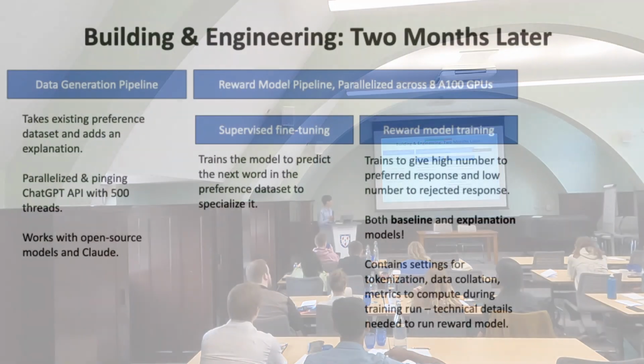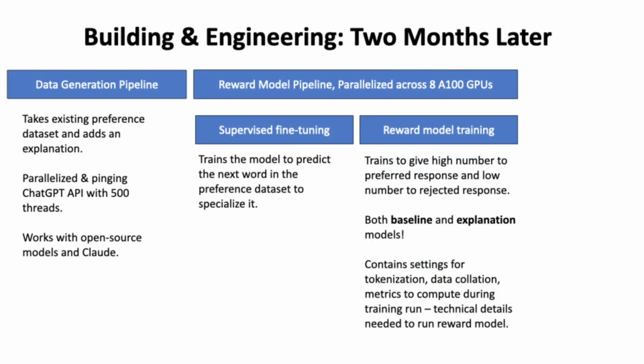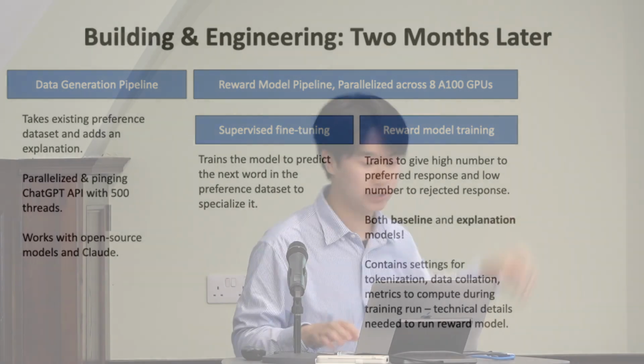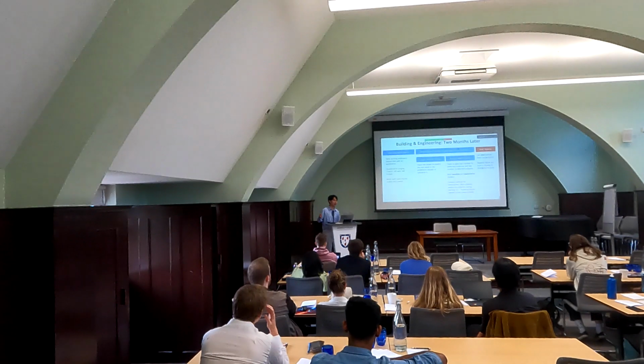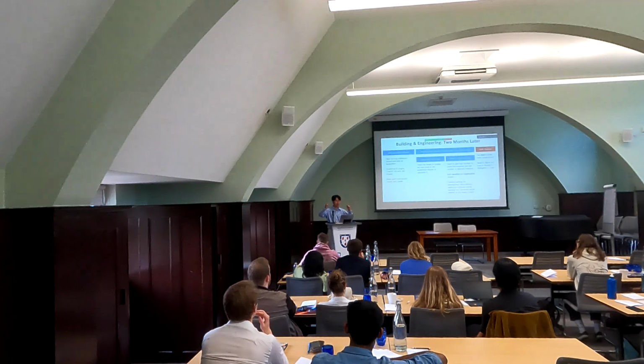And after that, I built out a reward model training scheme for both baseline and explanation models. The way that I'm implementing it is a two-headed transformer. And it also contains settings for a bunch of other techniques. And afterwards, the hope is that I can build the RLHF pipeline, which I can take from CarperAI's TRLX, and I want to disable or toggle on a few things, so that will require tinkering with TRLX settings in order to get the specific figures that I want.